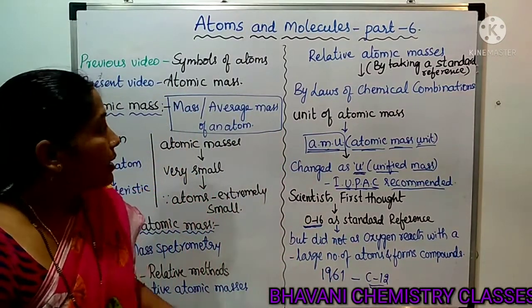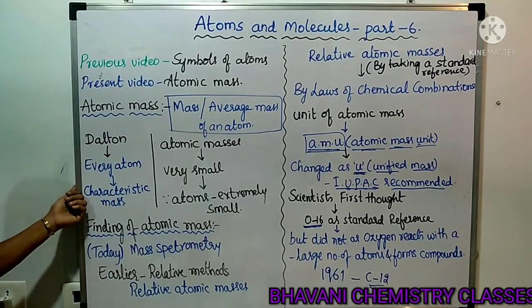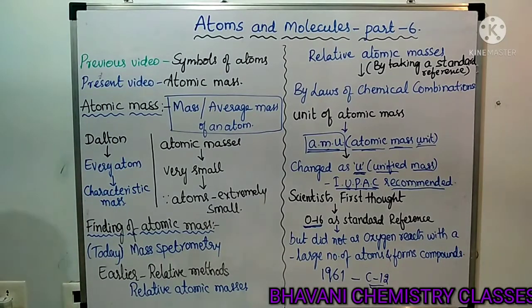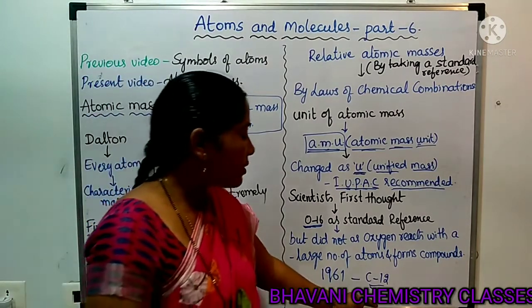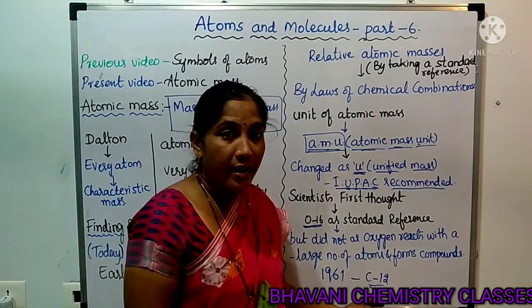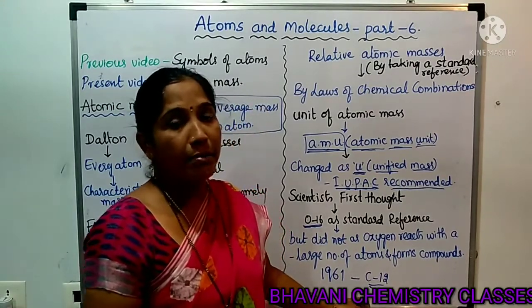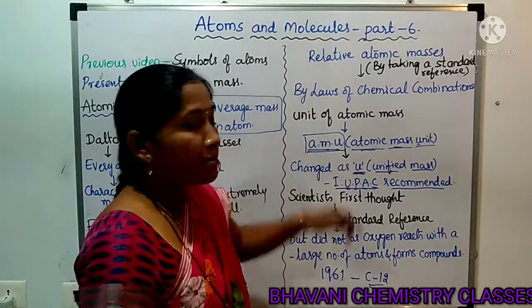Okay. Now all of you take the screenshot of the board. Have you taken? Now let us see how carbon 12 is used as the standard reference to find out the atomic masses by the relative atomic masses method.